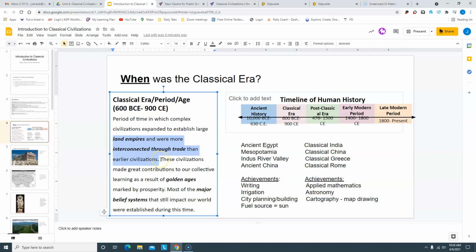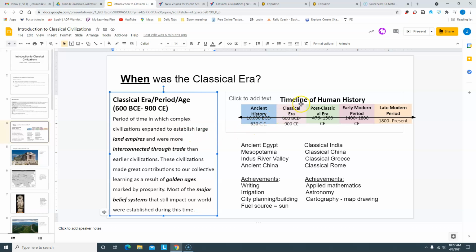So these civilizations made great contributions to our collective learning as a result of golden ages marked by prosperity. A golden age is marked by prosperity in a civilization. Most of the major belief systems that still impact our world were established during this time. So we're going to be seeing things in this lesson, belief systems, culture, technology that impacts our world today. We would not have the technology today if it hadn't been for these classical civilizations.